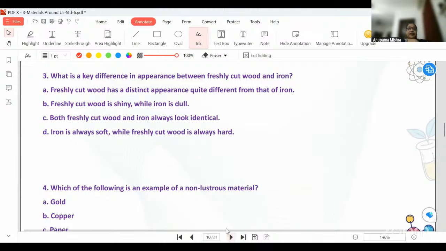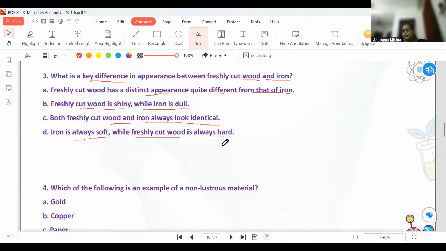What is the key difference between freshly cut wood and iron? A: Freshly cut wood has a distinct appearance, quite different from the tough iron. B: Freshly cut wood is shiny, while iron is dull. C: Both freshly cut wood and iron always look identical. D: Iron is always soft, while freshly cut wood is always hard.